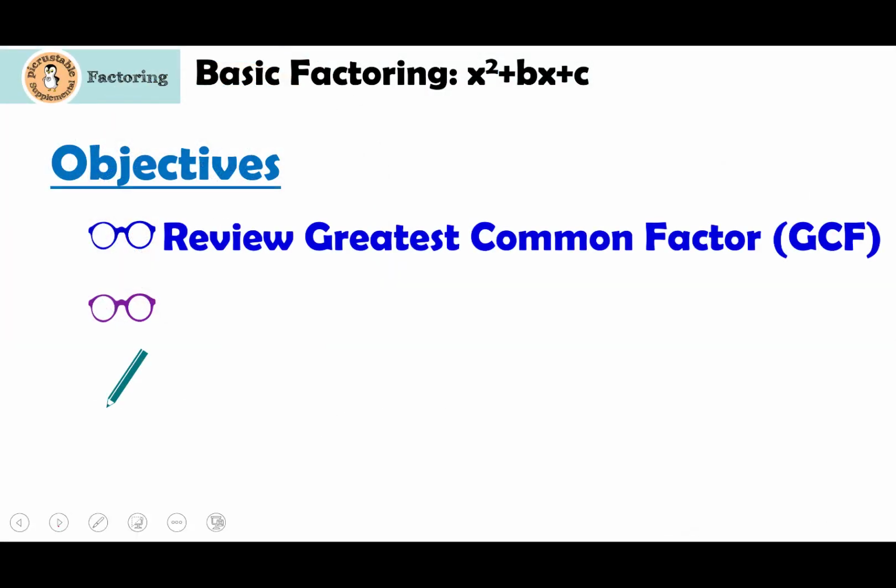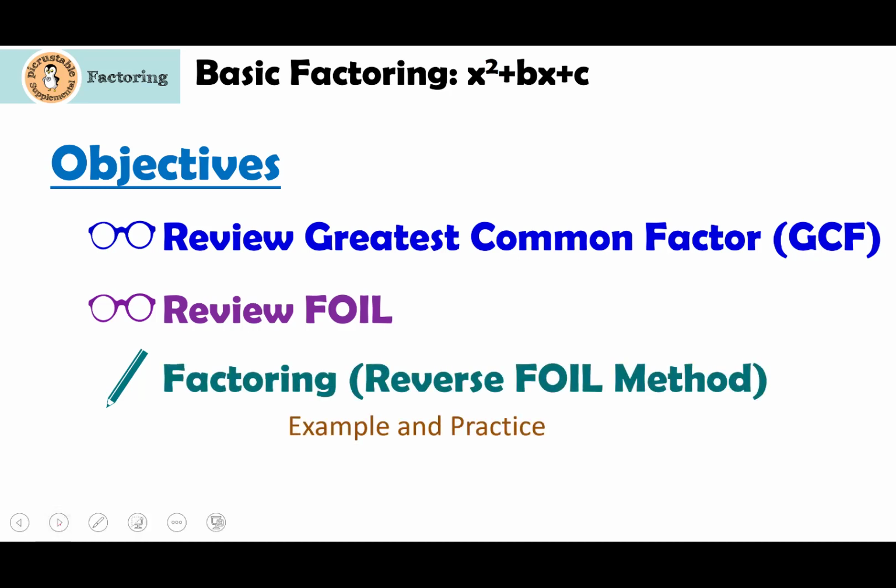Our first objective is to review the greatest common factor, or GCF. Our second is to review FOIL. And of course, while you're here, we're going to factor. We're going to use the reverse FOIL method. So first, let's review the greatest common factor.